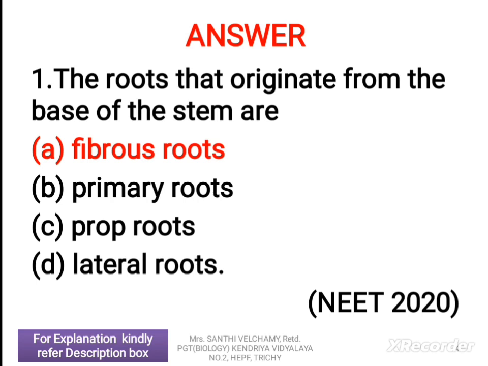If you want the explanation, you can go to the description box, children. Even the NCERT explanation for the entire chapter is available there. The explanation is, in monocotyledonous plants, the primary root is short-lived and is replaced by a number of roots. These roots originate from the base of the stem and constitute the fibrous root system. For example, wheat plant, paddy plant and so on.